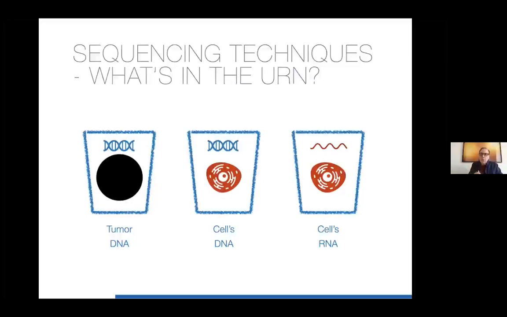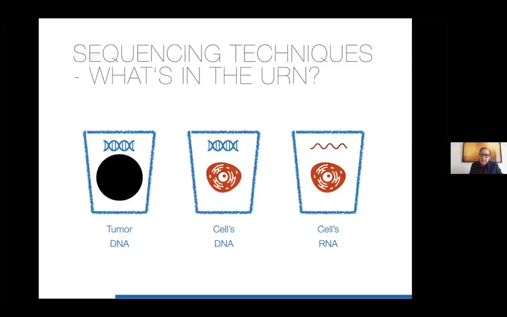Now, what I cannot do when I do bulk sequencing, or pick from this urn, is see whether 2 pieces of DNA that I pick up come from the same cell or not. But if you do single cell sequencing, you can do that.